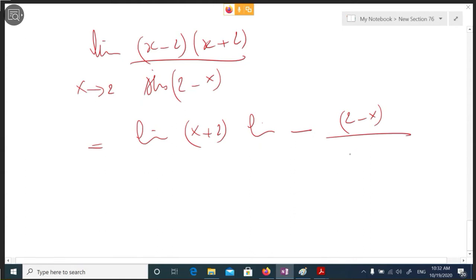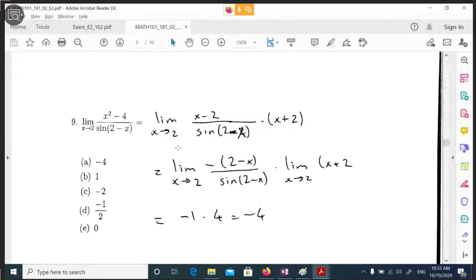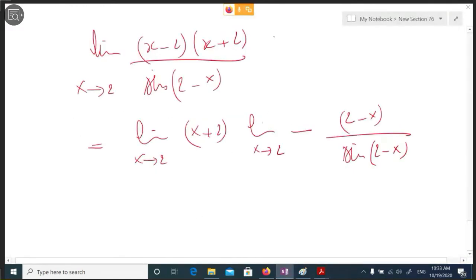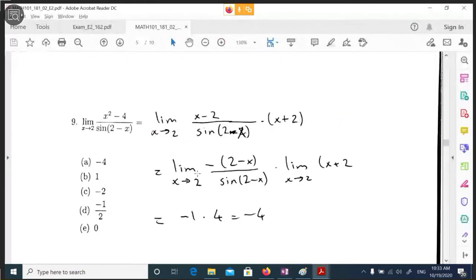Why am I doing that? You are asking me what? I want to see the original question. Here is the original question. The limit, what is it? Okay. Just here I take the difference of squares.